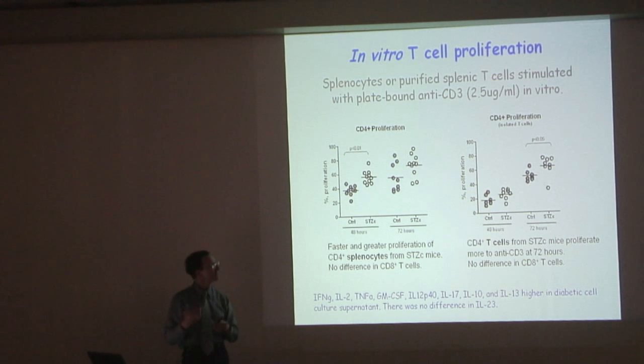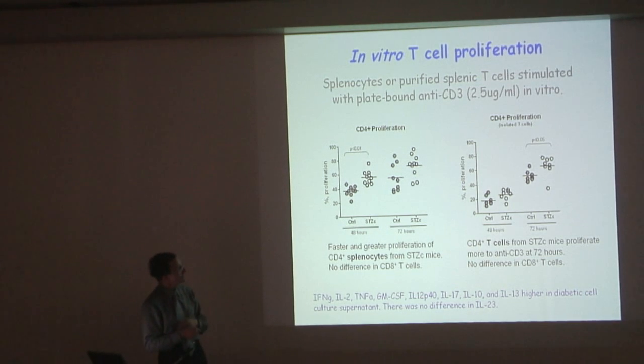Just very briefly then, just to quickly finish up, we have looked a little bit at T cells, and the T cell story is kind of interesting. What we found ex vivo is that if we take T cells out of a chronically diabetic mouse and we stimulate them with plate-bound anti-CD3, we see that the diabetic T cells proliferate more than the non-diabetic T cells. And we see that whether we use splenocytes or very purified T cells.